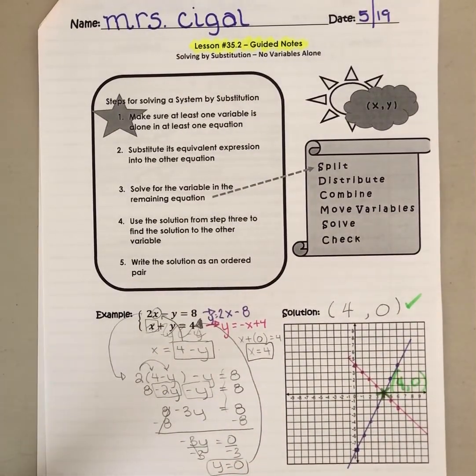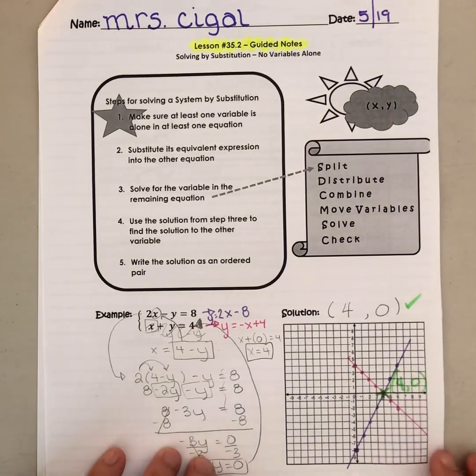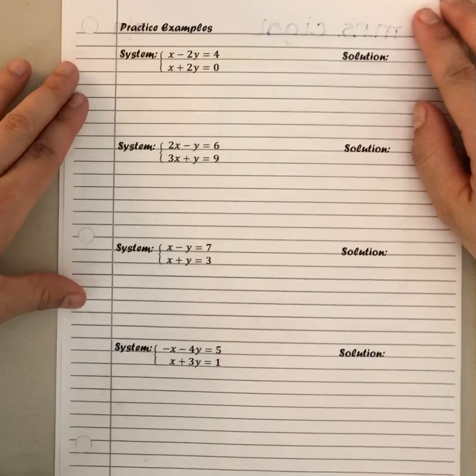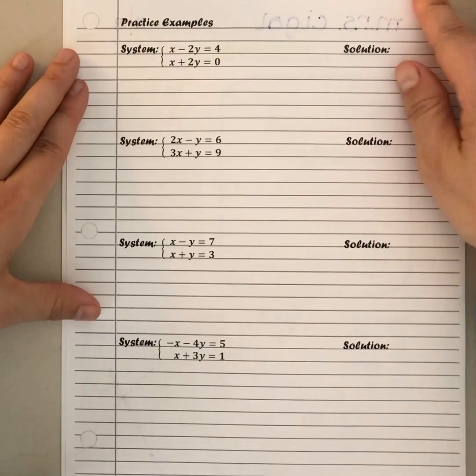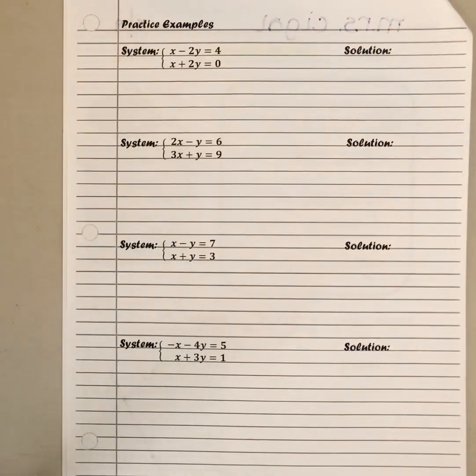All right, so the only additional step today was that we had to look at those two equations and pick one of them to solve for one of its variables. And then it's just like yesterday. So on the back of this page, we've got 4 examples. I am going to do the first 2 with you, and then I'm going to leave you to do the other 2 by yourself. So let's get started.